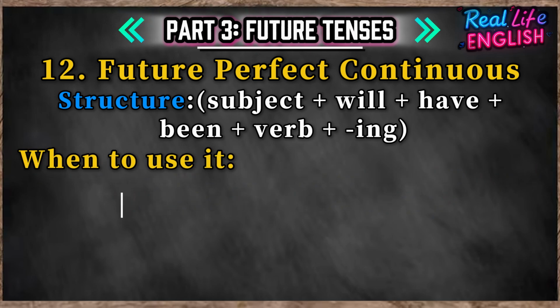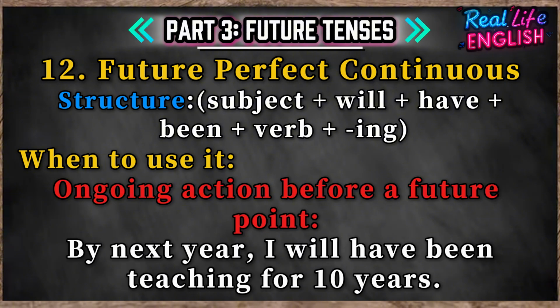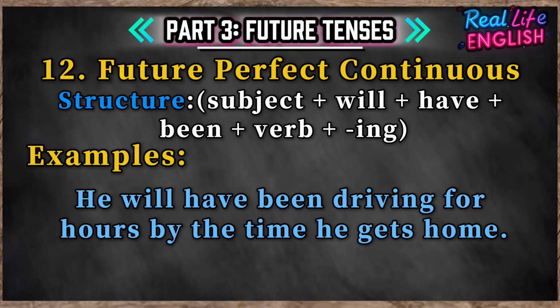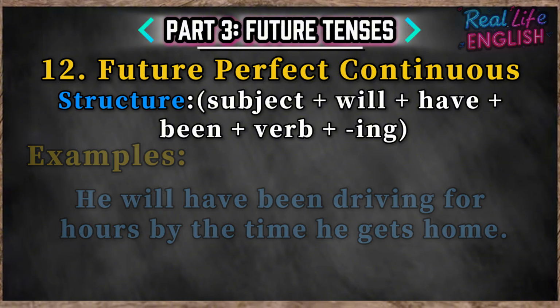When to use it. Ongoing action before a future point. By next year, I will have been teaching for 10 years. Examples. He will have been driving for hours by the time he gets home.